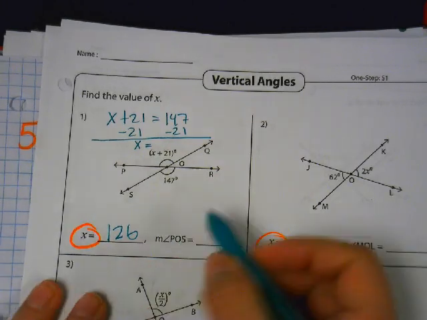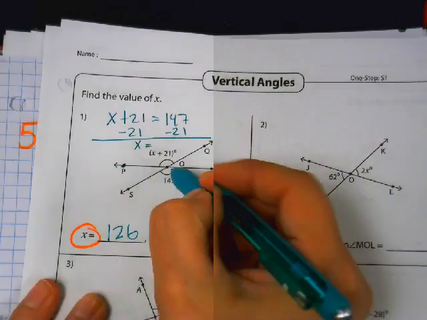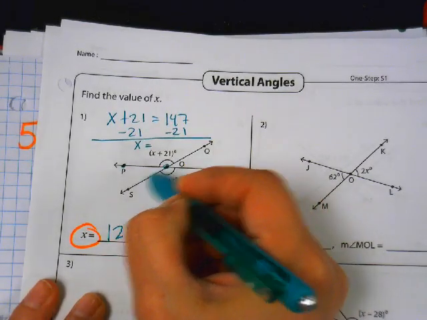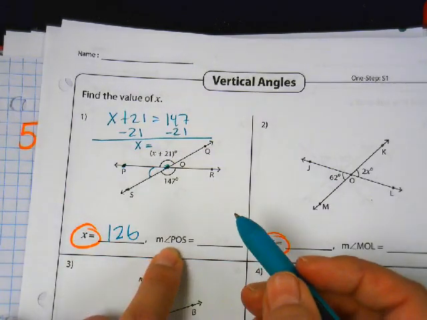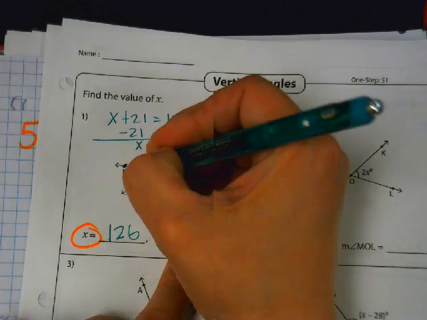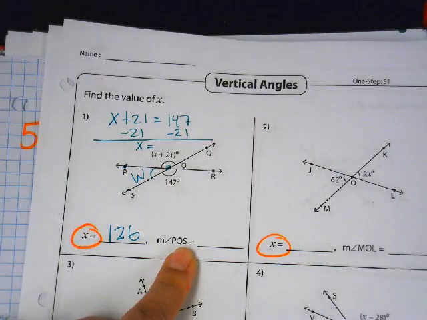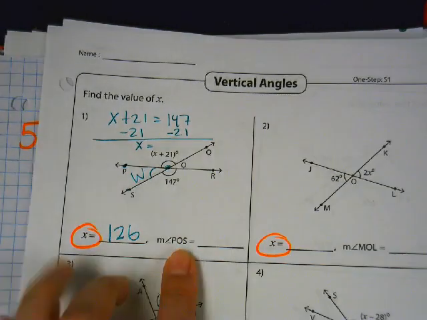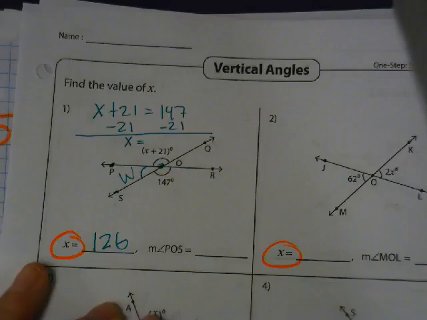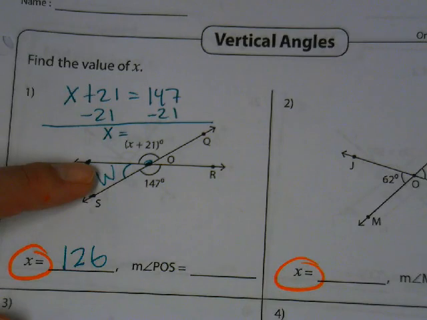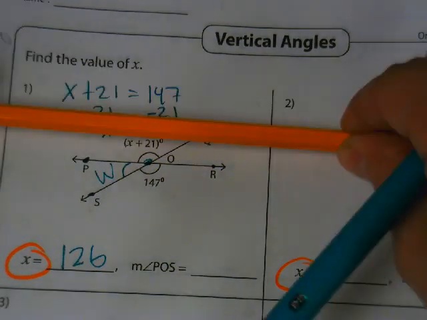So POS is P-O-S. Oh, so I'm looking for this angle right here. So the measure of angle POS, I'm going to call it W. I'm not going to call it X, because we already have an X in the box, and I don't want to confuse myself even more. So this is W.